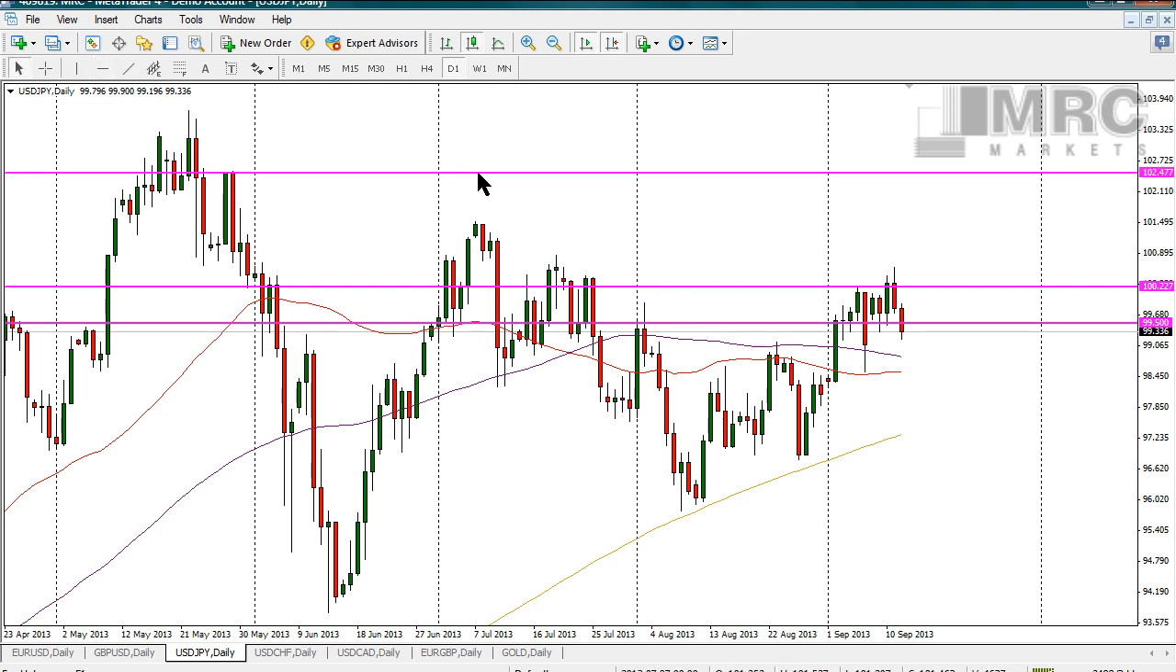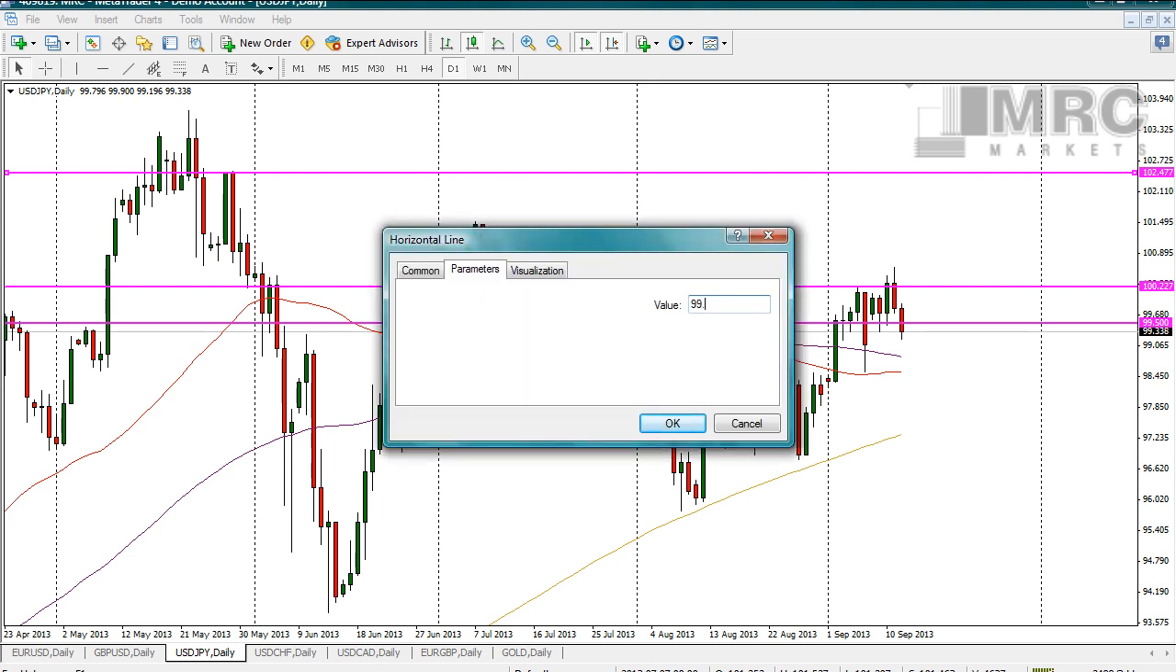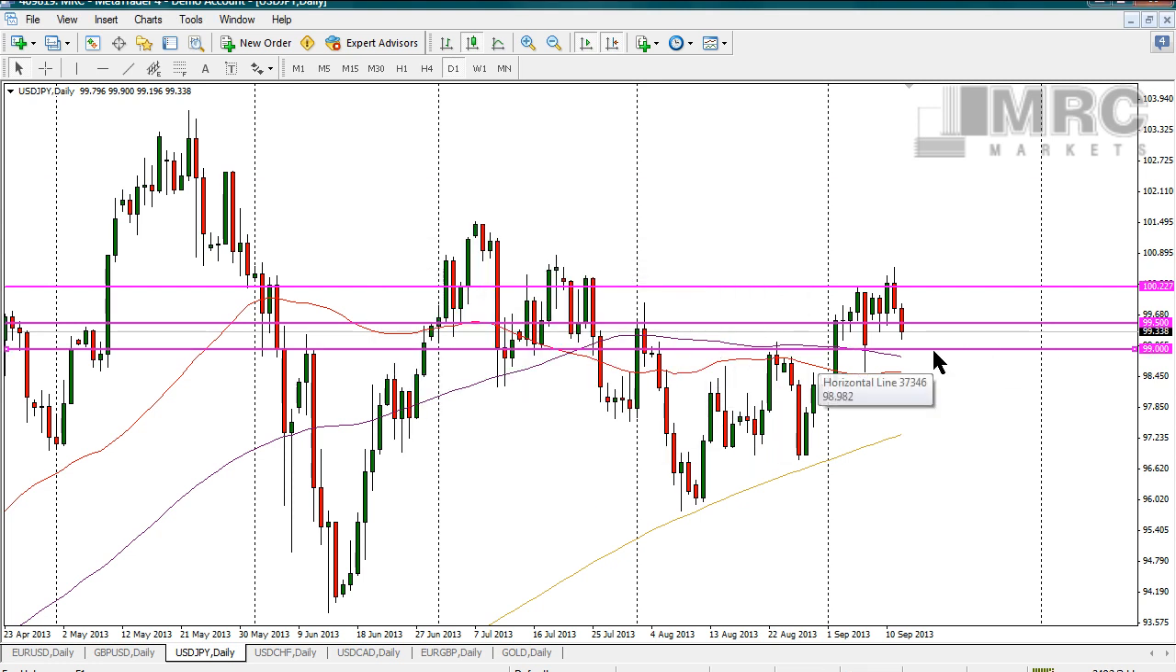So you got 100, 99.50s, and 99 hundreds here. You got to remember these are key levels because they're key option expiries. A lot of money, smart money will be on trading options, and these do have a big effect to the markets, in my opinion.